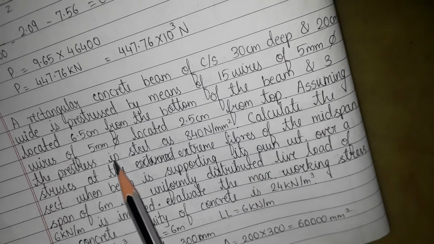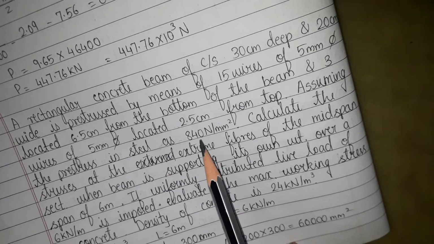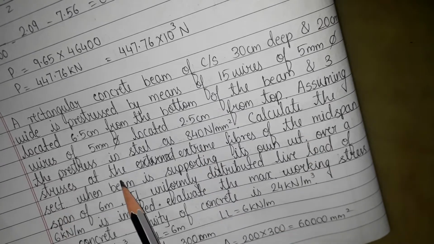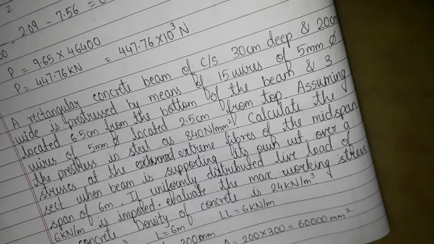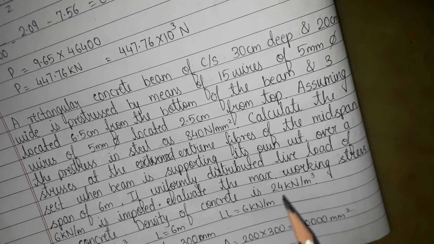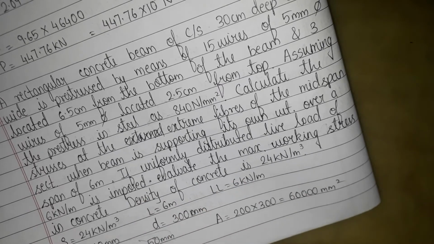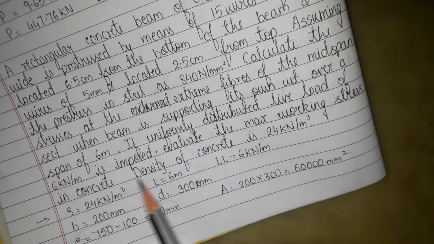Assuming the pre-stress in steel as 840 Newton per mm square, so the pre-stress in the cable is given as 840 Newton per mm square. Calculate the stresses at the extreme fibers of the mid-span section when the beam is supporting its own weight over a span of 6 meter. So we have to find out for pre-stress and self-weight. And if a uniformly distributed live load of 6 kN per meter is imposed, evaluate the maximum working stress in concrete. The density of concrete is given as 24 kN per meter cube. So these are the given data, and we'll have the solution here now.